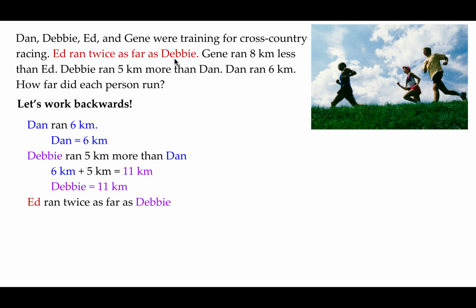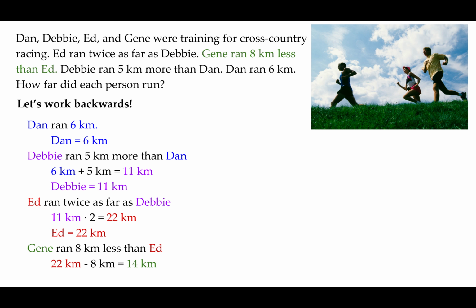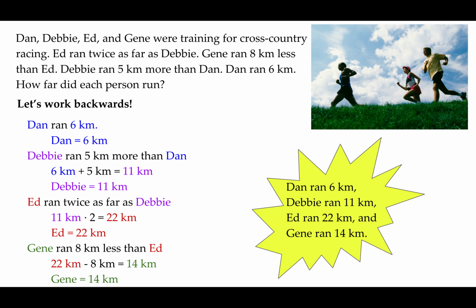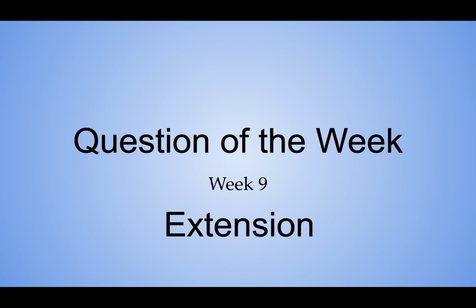Now we know that Ed ran twice as far as Debbie. So if Debbie ran 11 kilometers and Ed ran twice as much, we'd multiply by 2. So Ed is 22 kilometers. And lastly is Jean. Jean ran 8 kilometers less than Ed. So we know that Ed is 22 kilometers. We subtract 8, and that means Jean ran 14 kilometers. So Dan ran 6 kilometers, Debbie ran 11 kilometers, Ed ran 22 kilometers, and Jean ran 14 kilometers.